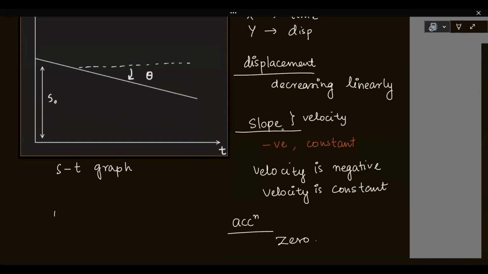And you can write about area. Area has no significance. Why? Because it's a displacement-time graph. It is not going to mean anything, even if you find out the area.